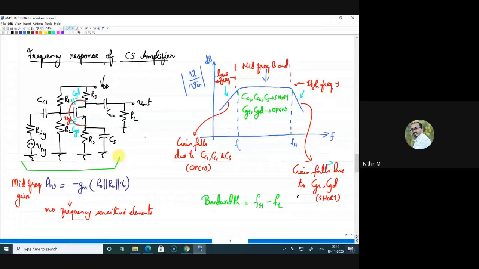So we understood the frequency response. At low frequency, this is a problem. At high frequency, this is a problem. And at mid frequency, we will get a decent gain. Now let us analyze the circuit.